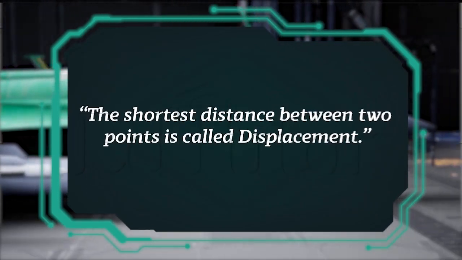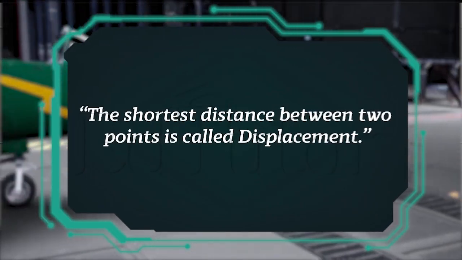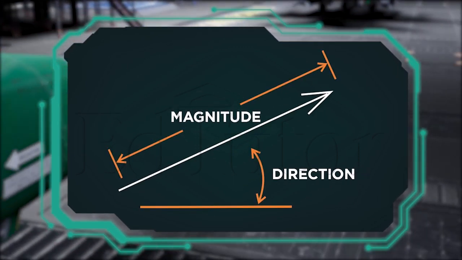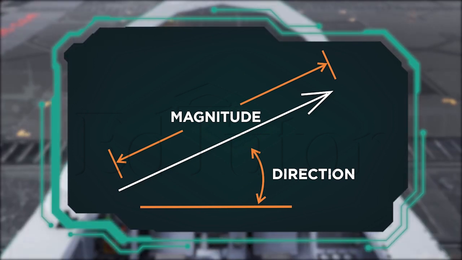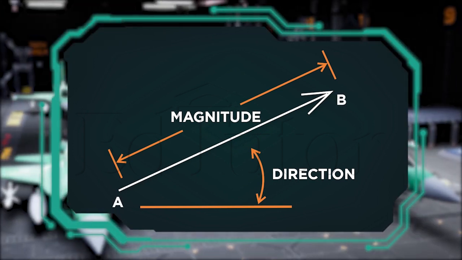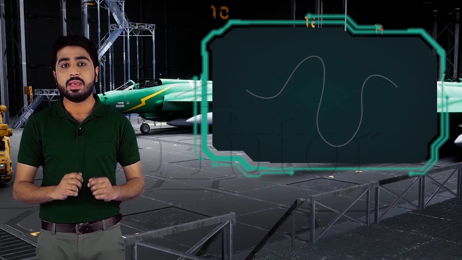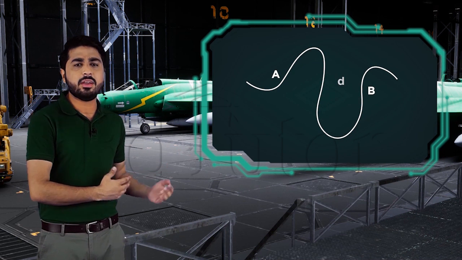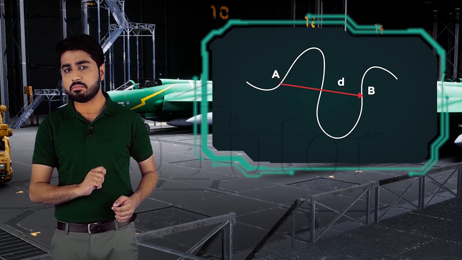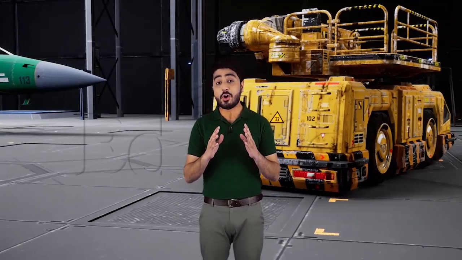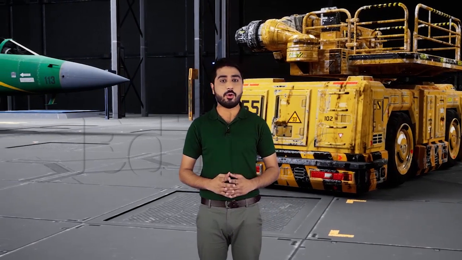So, what is the proper definition of displacement? The shortest distance covered between 2 points is called displacement. It has both the magnitude and a specific direction, as in this case. Displacement is directed from point A to point B. Therefore, displacement is a vector quantity. In the diagram on my left, the displacement is shown with a red line, whereas distance is shown with a curved line. This is all about distance and displacement for now.